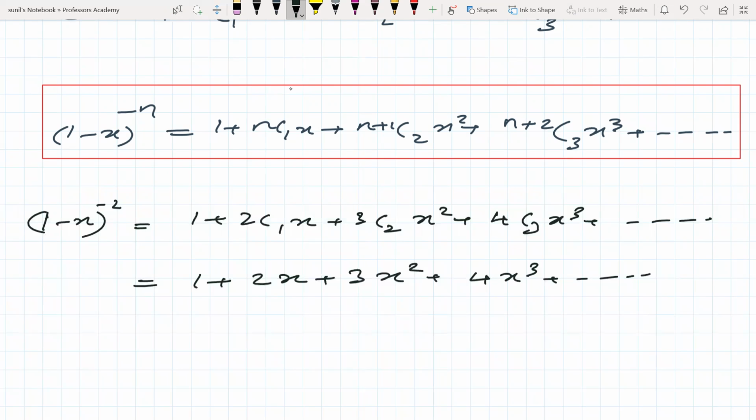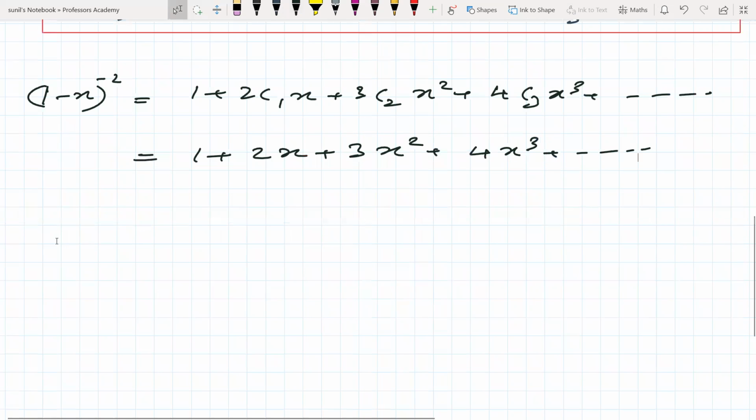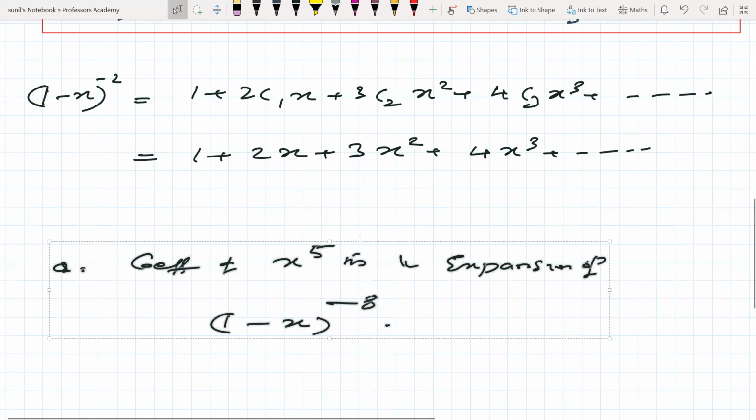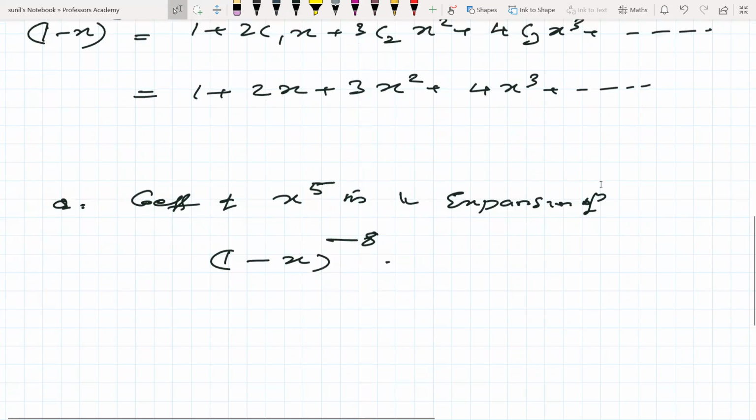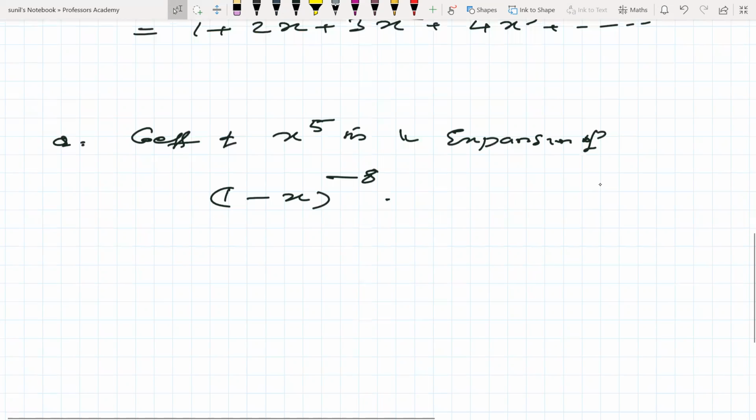Let me explain with a small example. You see, we are going to find the coefficient of x to the power 5 in the expansion of 1 minus x raised to minus 8. Coefficient of x to the power 5 in the expansion of this.